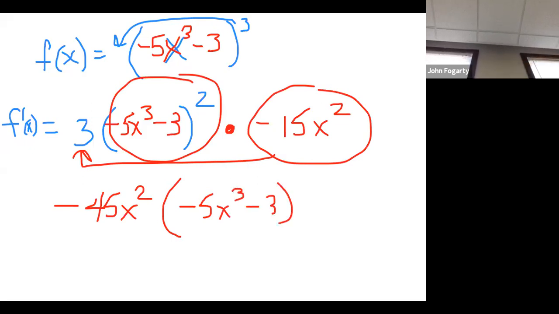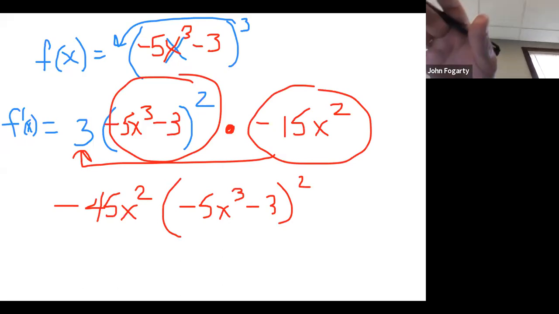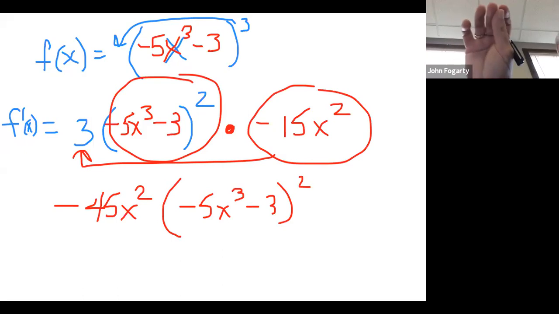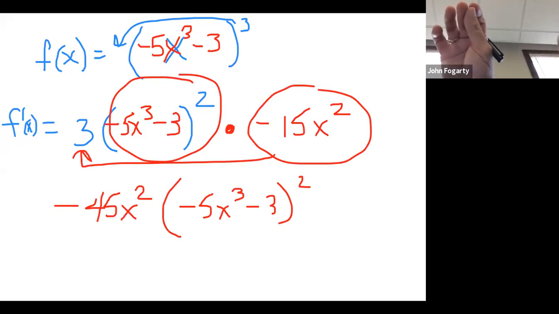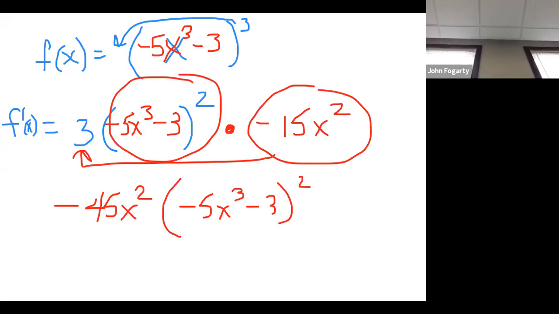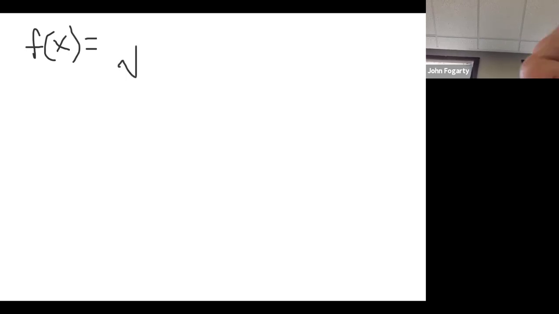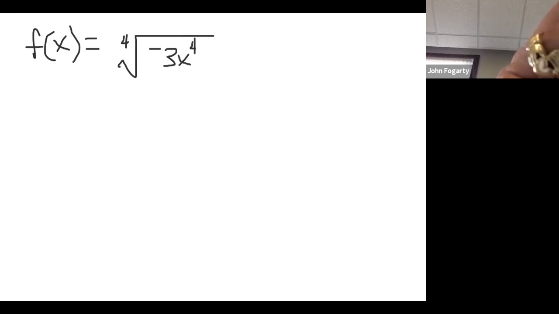All righty. So that makes kind of sense, doesn't it? So all you got to do is be able to see the two distinct functions. All right? Does that make sense, guys? Let's give you a little bit of a trickier one. Ready? F of x equals the fourth root of negative 3x to the fourth minus 2.